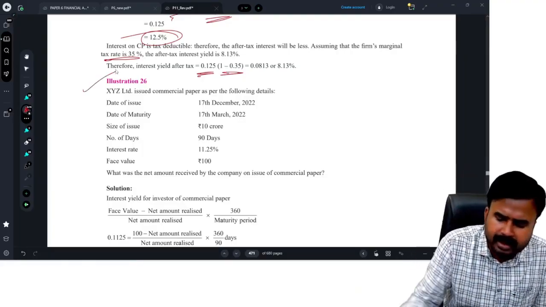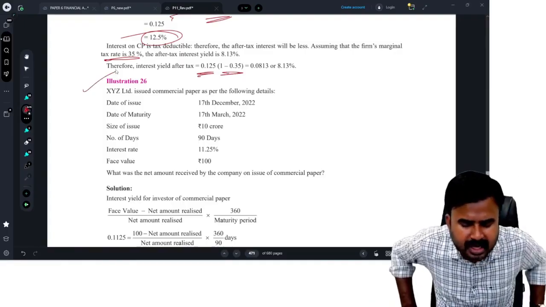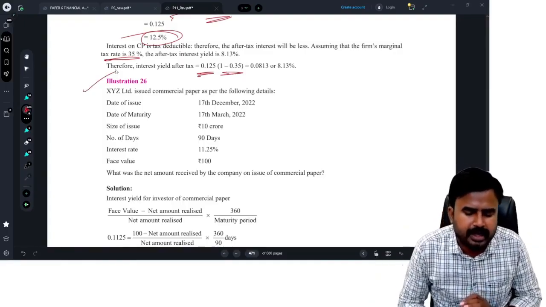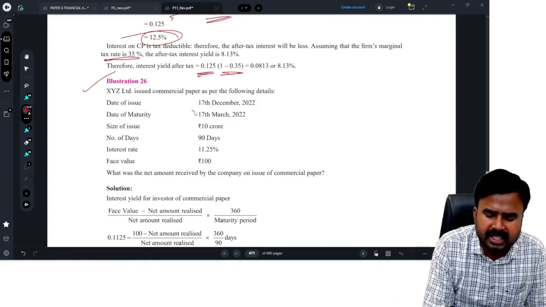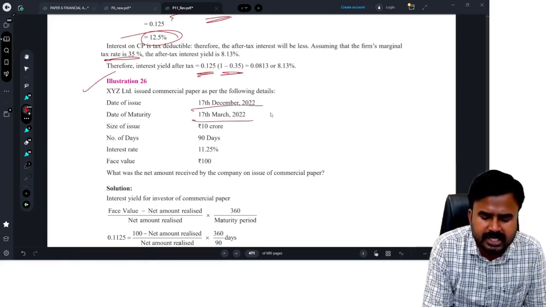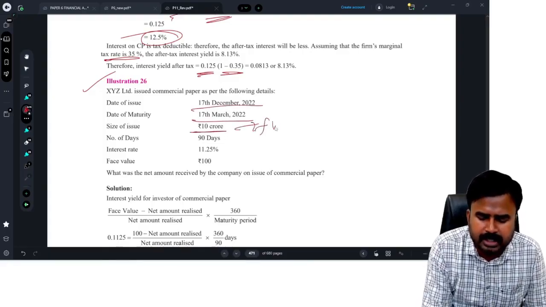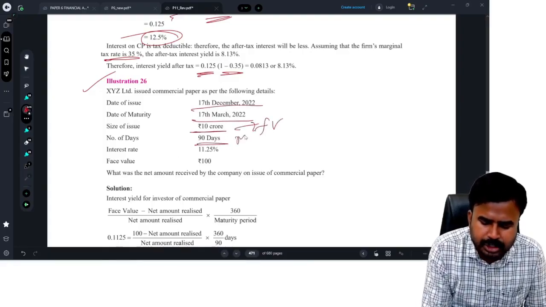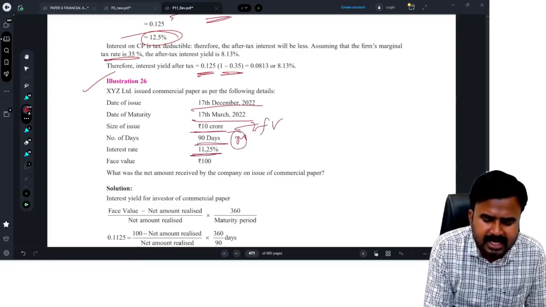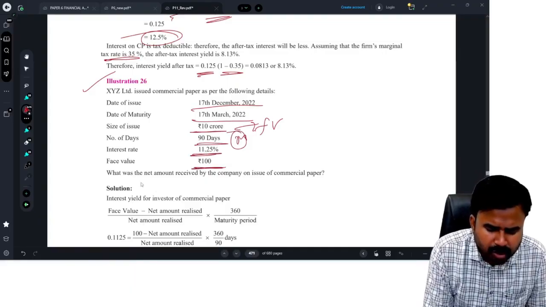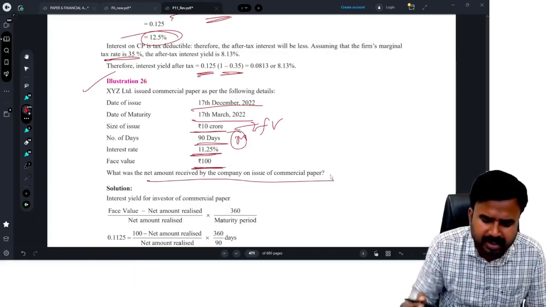We have a problem here. This is a standard problem, generally given in the final also. XYZ Limited issued commercial paper as per the following details. Date of issue 17th December 2022. Date of maturity 17th March 2022. Size of issue 10 crores, which is the face value of the commercial paper. Number of days, the maturity period, is 90 days. Interest rate is 11.25% and face value is 100. What was the net amount received by the company on issue of commercial paper?